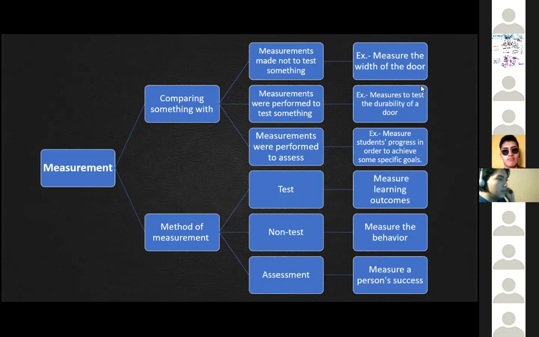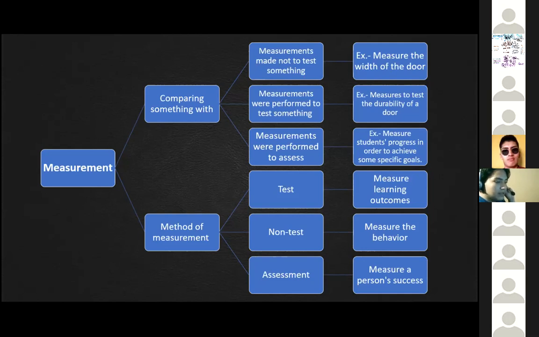The first is measurement made not to test something. Example, measuring the width of the door. The second one is measurement performed to test something, that is, measuring to test the durability of the door. The third is measurement performed to assess, for example, measuring students' progress in order to achieve some specific goals. For this, we have three kinds of methods.